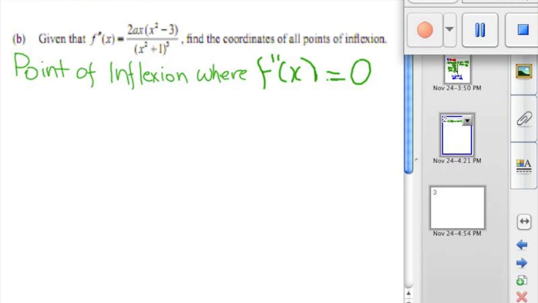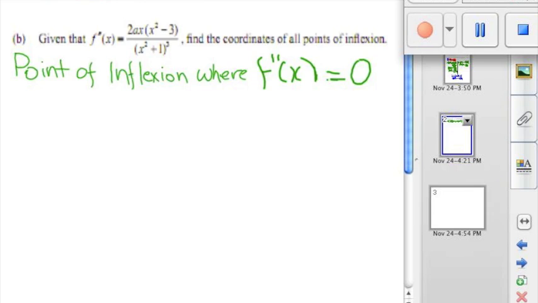Hey guys, so part B of this question is, given that f double prime x, or the second derivative, equals 2ax times x squared minus 3 over x squared plus 1 cubed, find the coordinates of all points of inflection. So this question has given us the second derivative. And we know that the point or points of inflection always occur where f double prime x, or the second derivative, equals 0.